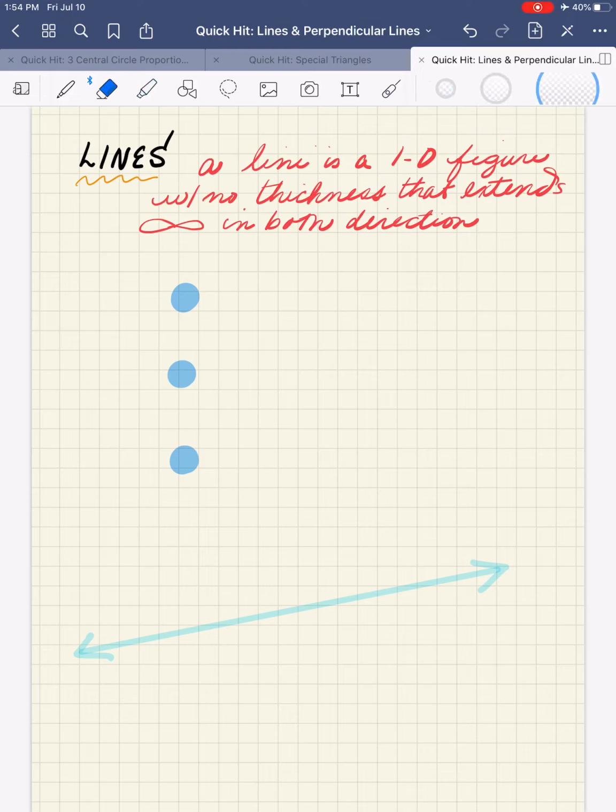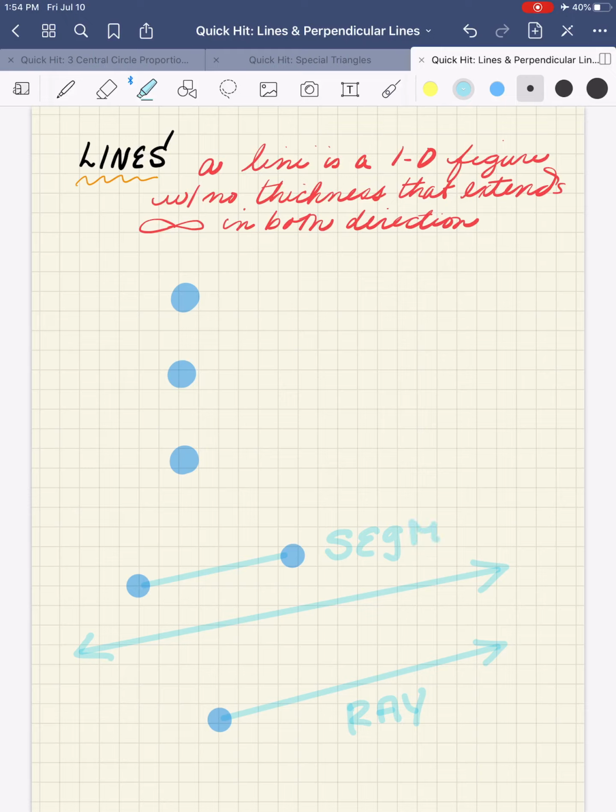Now, if I have an endpoint, and then the line proceeds from that endpoint, we call that a ray. If I have two endpoints and the line exists between them, we call that a segment. Now, lines, in addition to having these three forms, have three chief characteristics which are worth investigating.